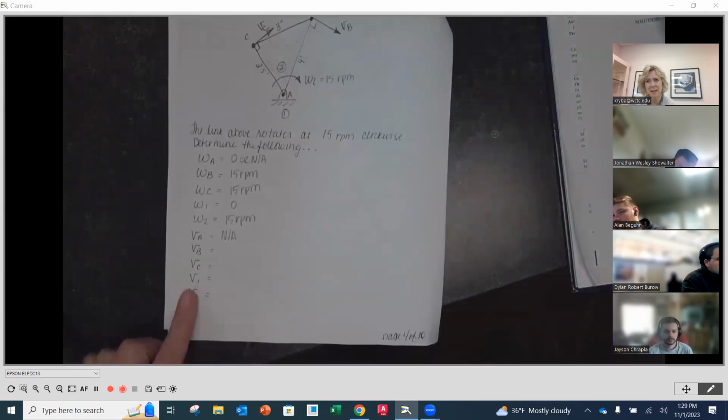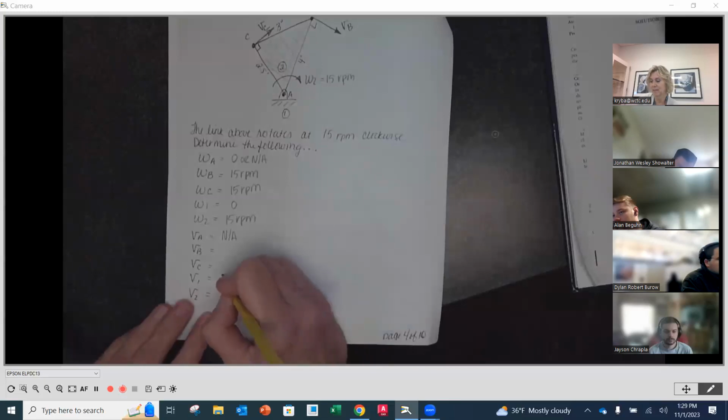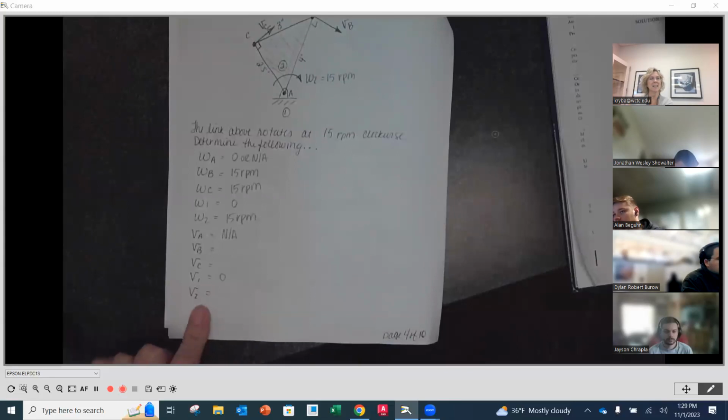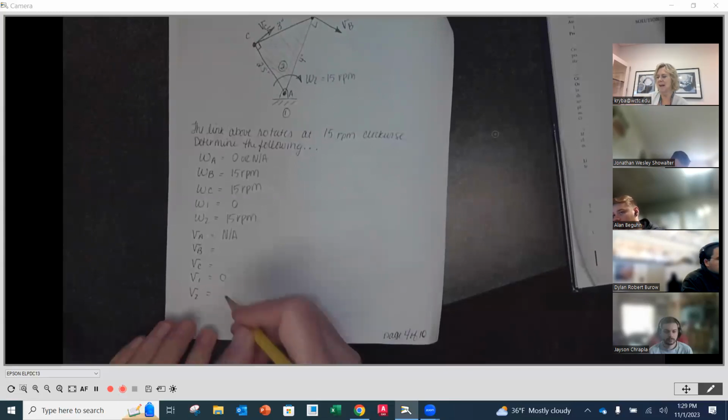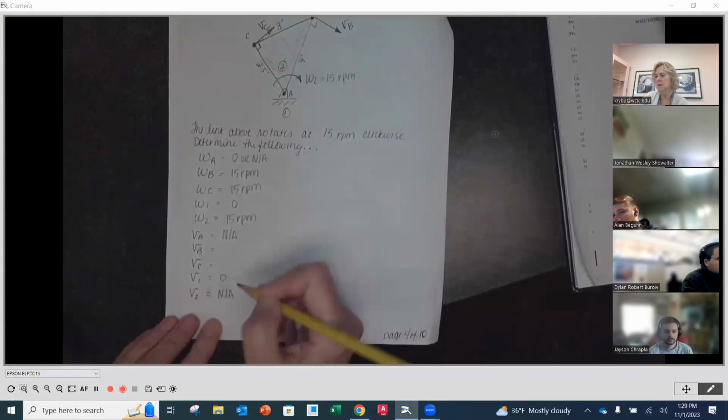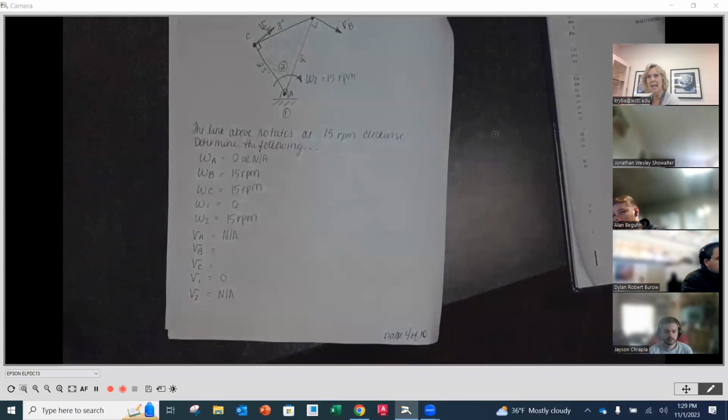What about the velocity of link 1? Definitely 0. And then the straight line velocity of link 2. That's non-applicable as well, because when we have an entire link, it doesn't have a straight line velocity component. The points on the link do.